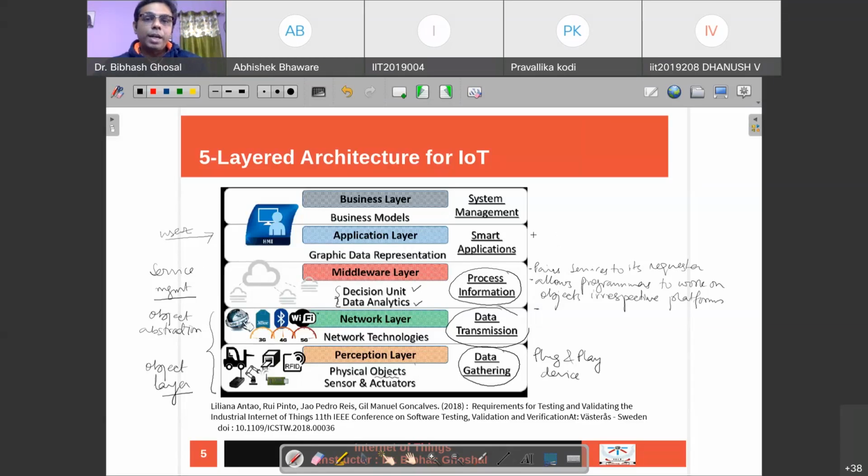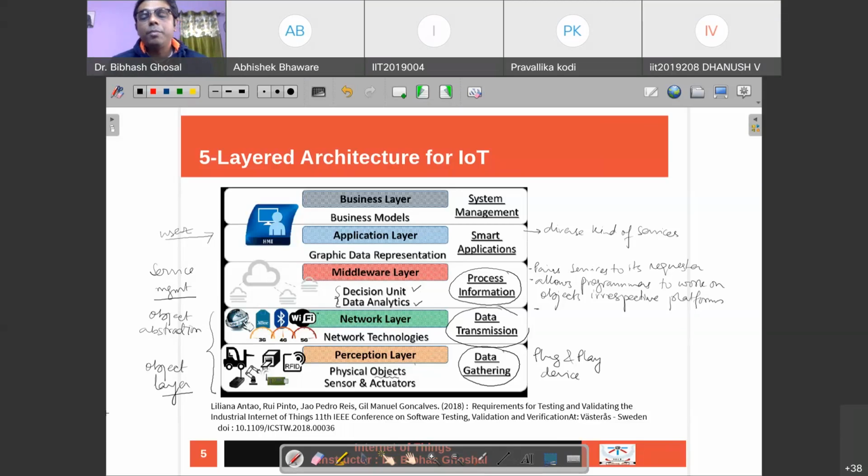And sitting on top of that is the application layer, which provides diverse kinds of services. Because as I told you, you have different kinds of applications; from the same IoT system, you may require different kinds of applications.